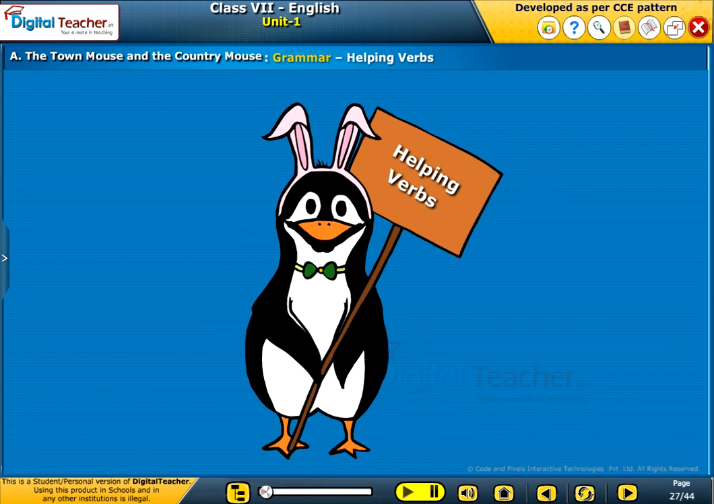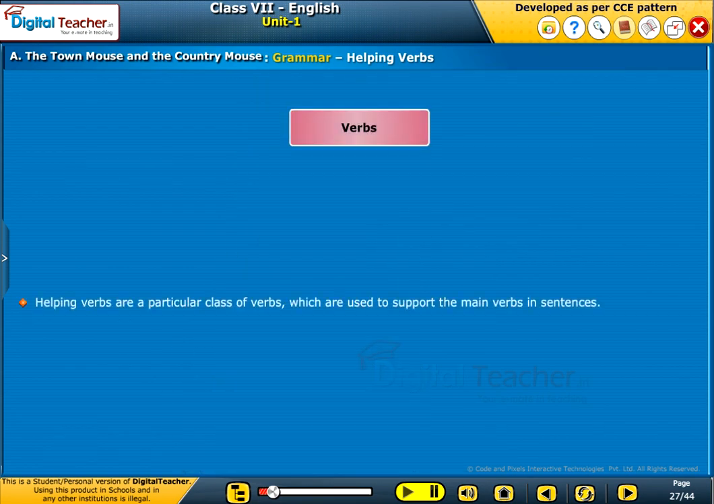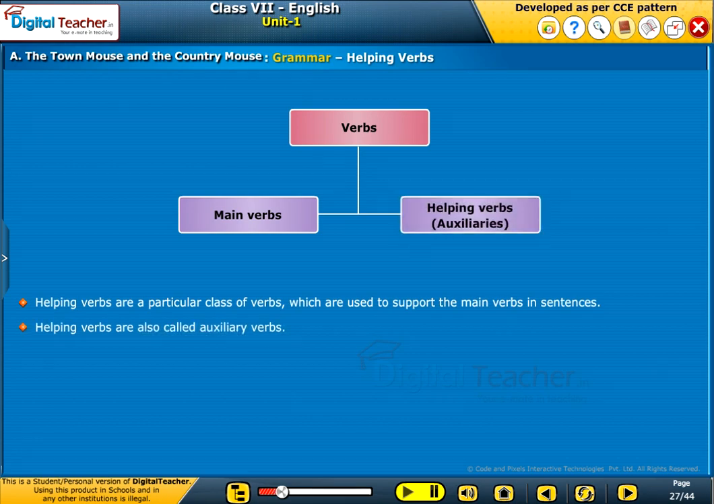Helping verbs. In this section, we will learn about helping verbs. Helping verbs are a particular class of verbs which are used to support the main verbs in sentences. Helping verbs are also called auxiliary verbs.